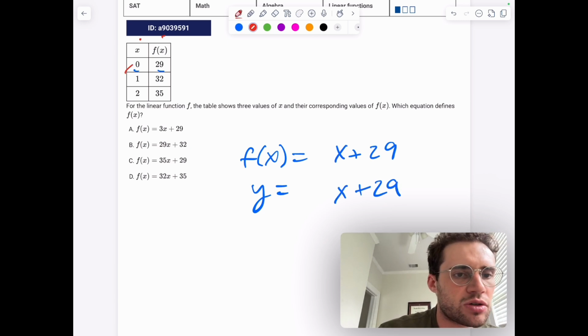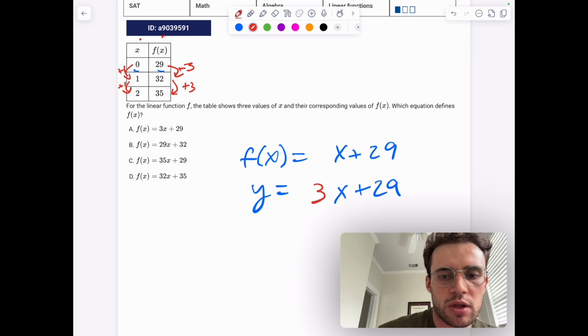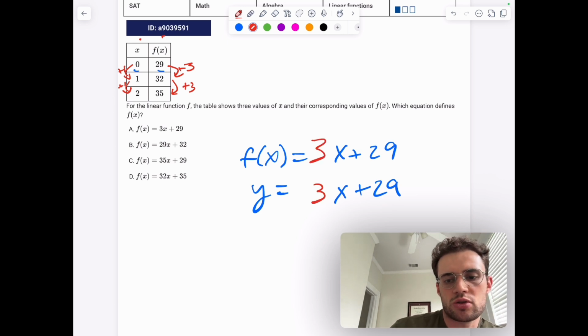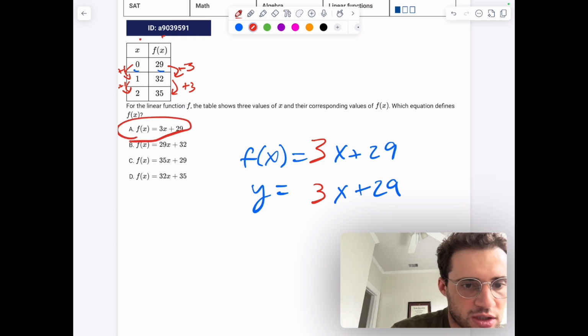So when x goes up by 1, the y value, or the output, goes up by 3. So 29 to 32, 32 to 35, when it goes from 0 to 1, and then from 1 to 2. All right, so your slope is 3. We just put that there. So it should be either y equals 3x plus 29 or f of x equals 3x plus 29, and they do f of x, so it would be A.